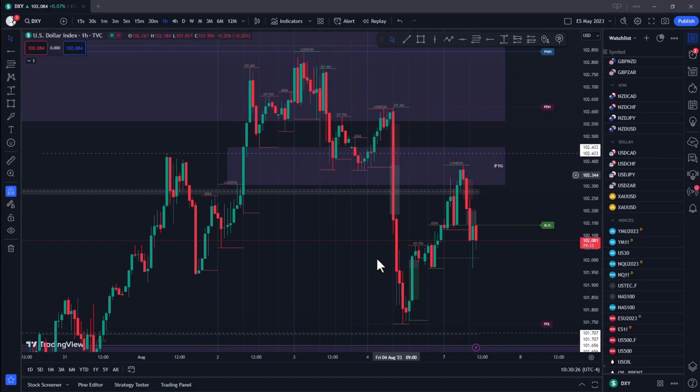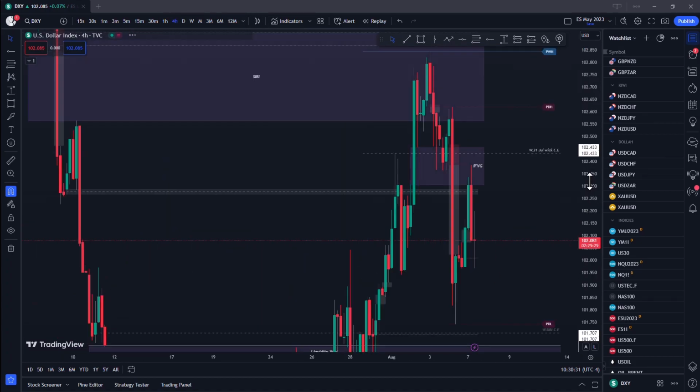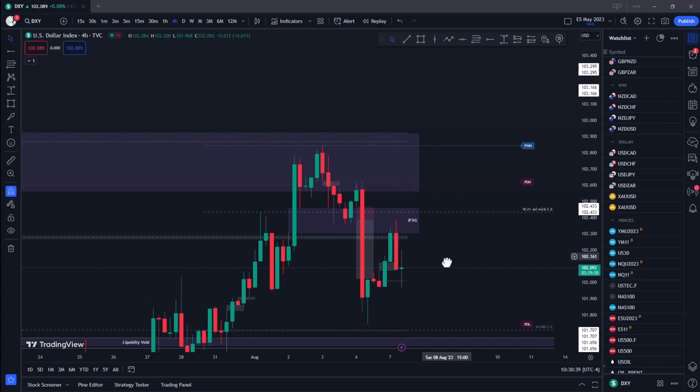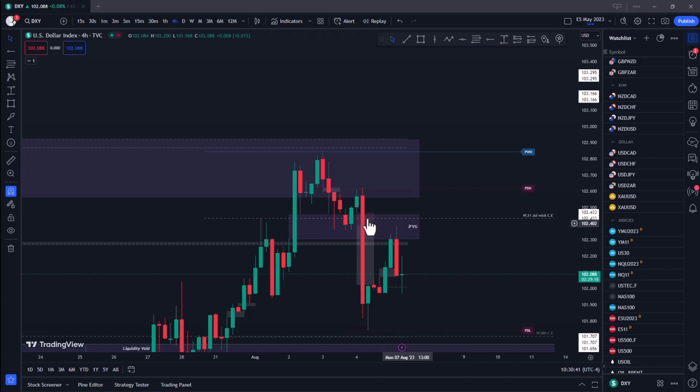Starting off with the dollar index from the 4-hour chart, the inverse fair value gap that I outlined in my previous video seems to be respecting price so far, even though I am keeping in mind these two bullish candles. I think we may rally one more time up into them.